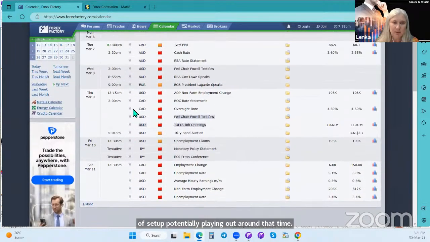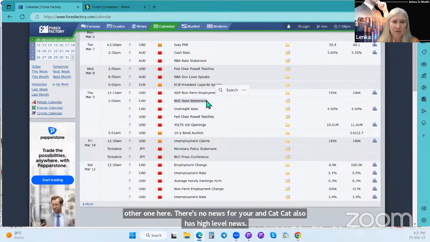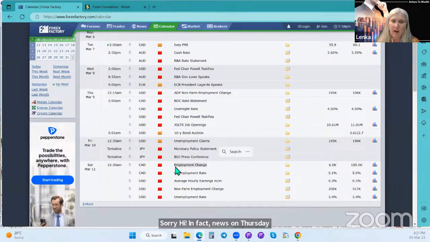It's the other one, Euro. There's no news for Euro. And CAD also has high impact news on Thursday and Saturday. But I'm not going to be trading Saturday. That's too late for me. So I'm looking at pretty much Thursday for that pair. Okay.